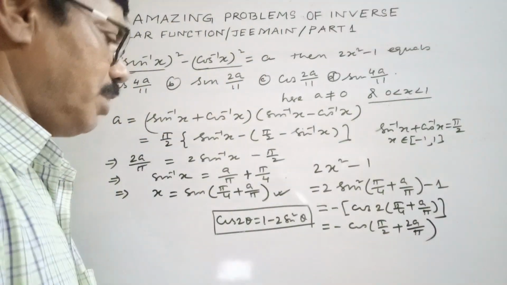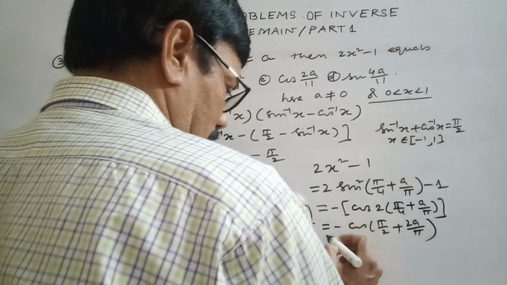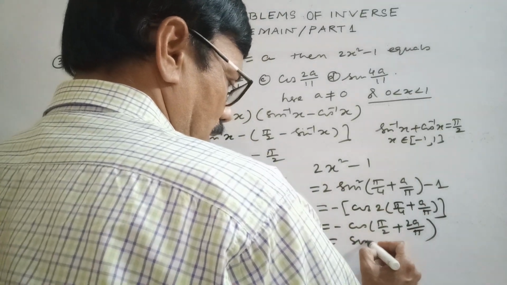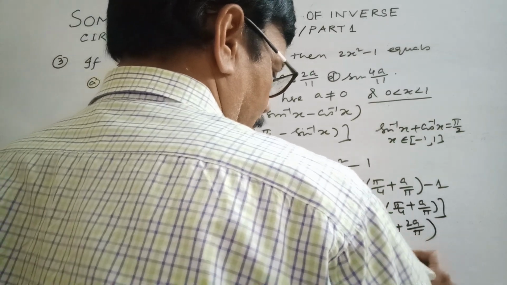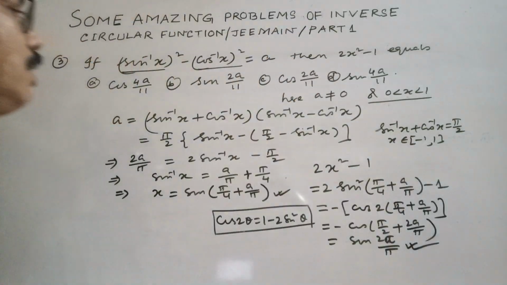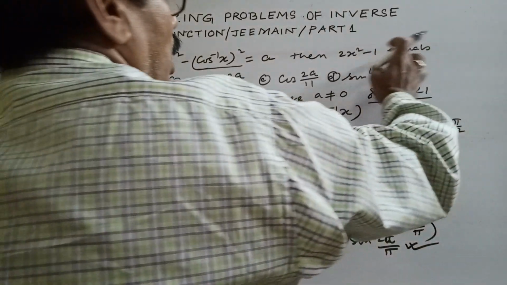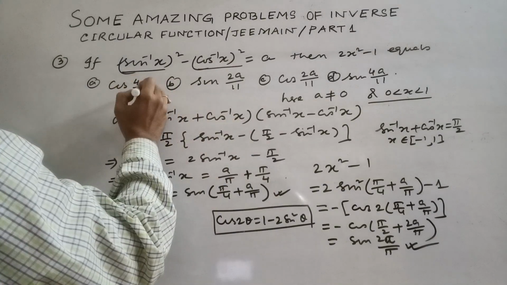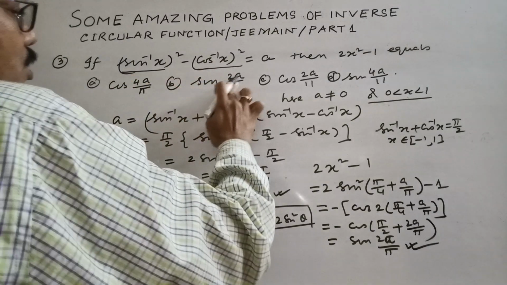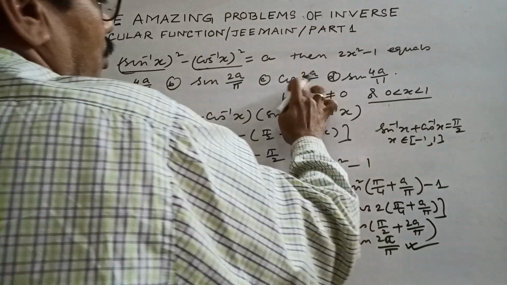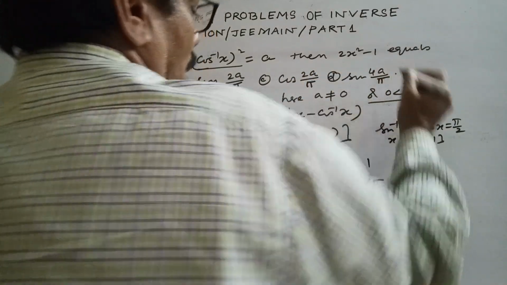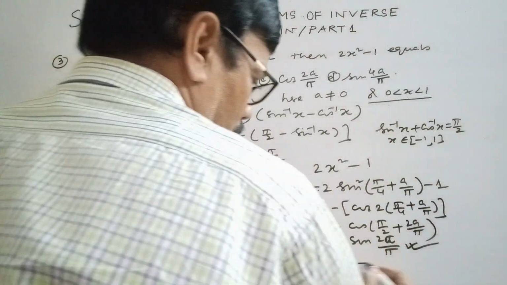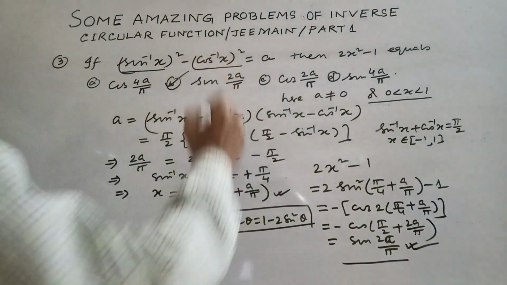Now use trigonometry, cos 90 plus theta is minus sin theta. So minus minus cancel, so sin 2a by pi. So 2x square minus 1 equals, this will be 4a by pi, sin 2a by pi, cos 2a by pi, and this is sin 4a by pi. So what is our correct option? So 2a by pi.